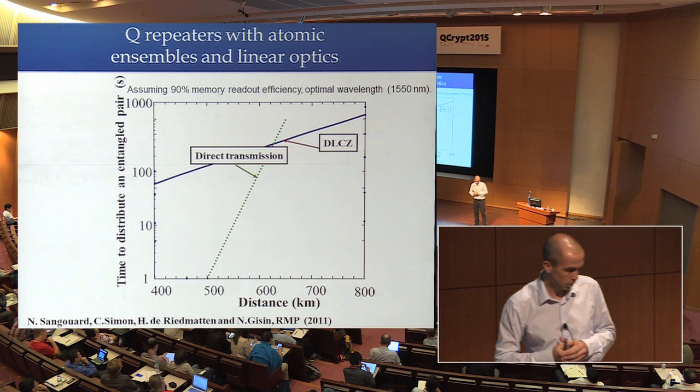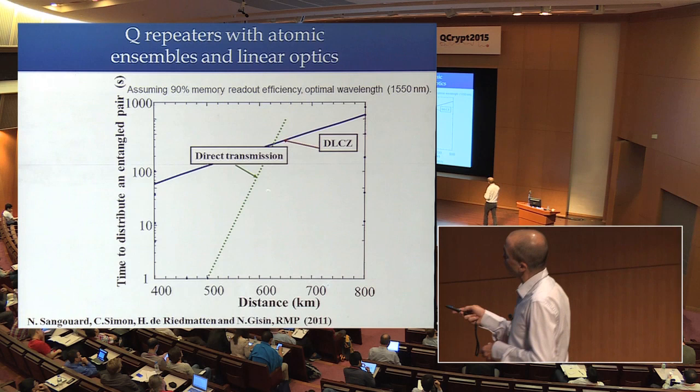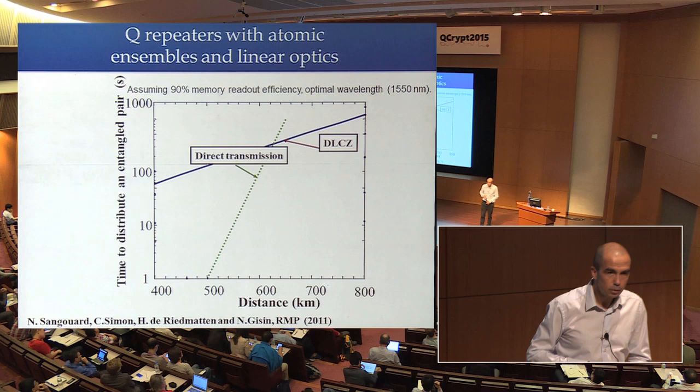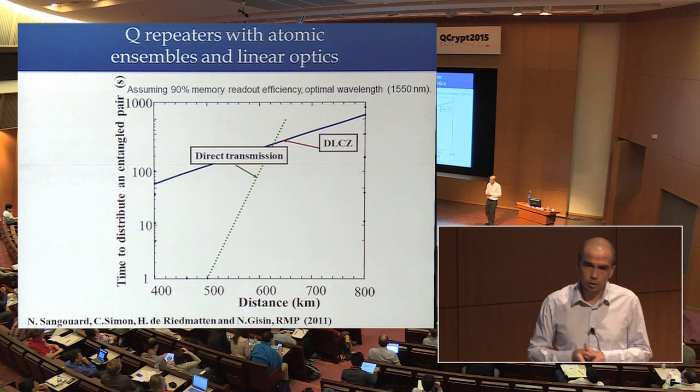So the good news is that after a few hundred kilometers, it's much better than direct transmission. But the bad news is that if you look at the time here, it's actually quite long. We are talking about something like 1,000 seconds for 1,000 kilometers. Yeah, we could try to do something, but it would still not be very practical.